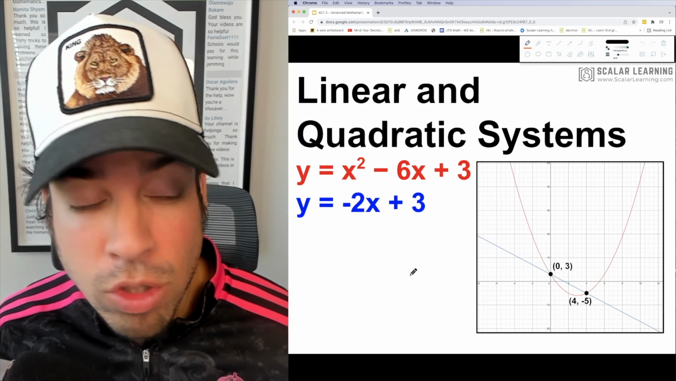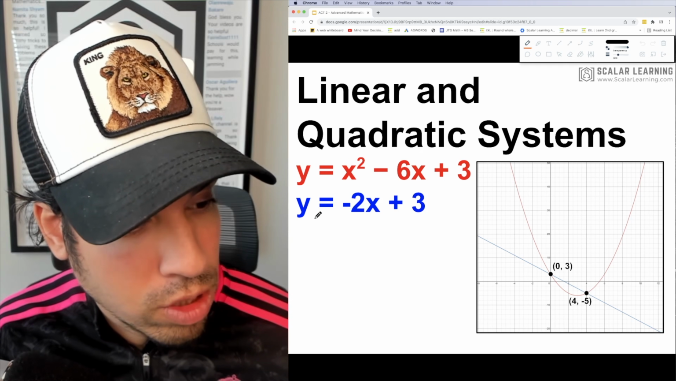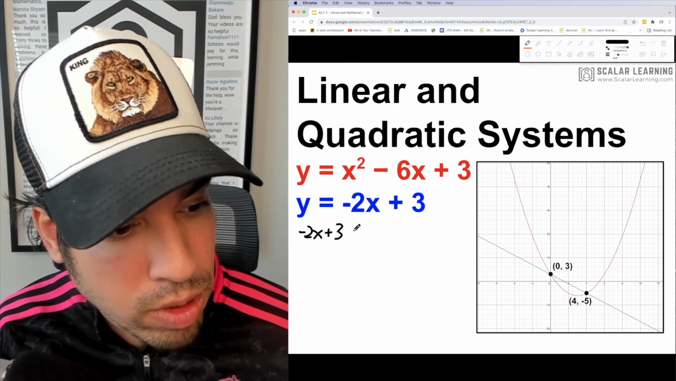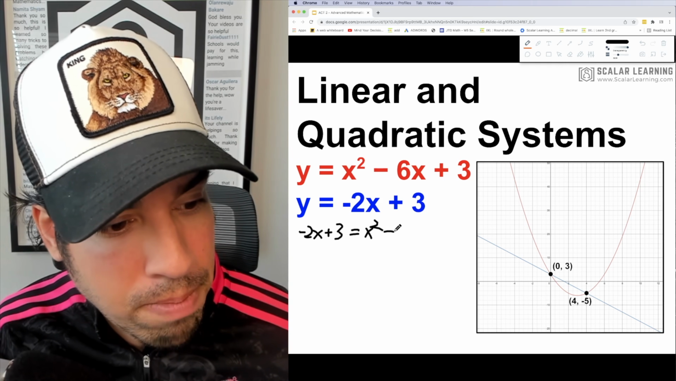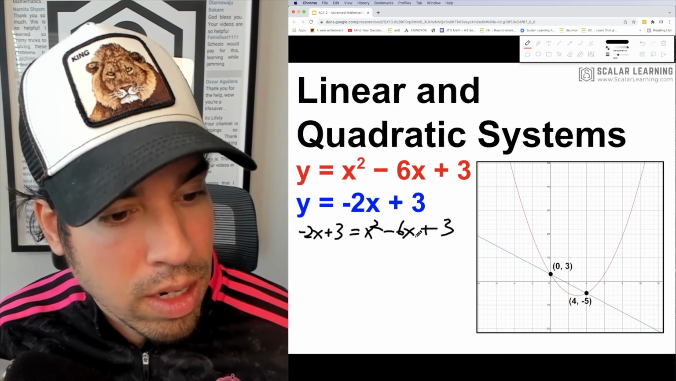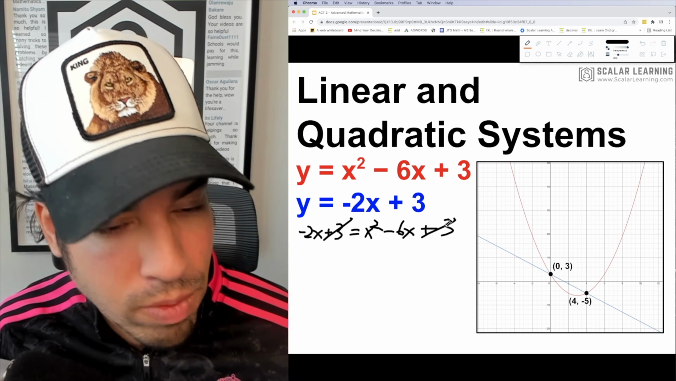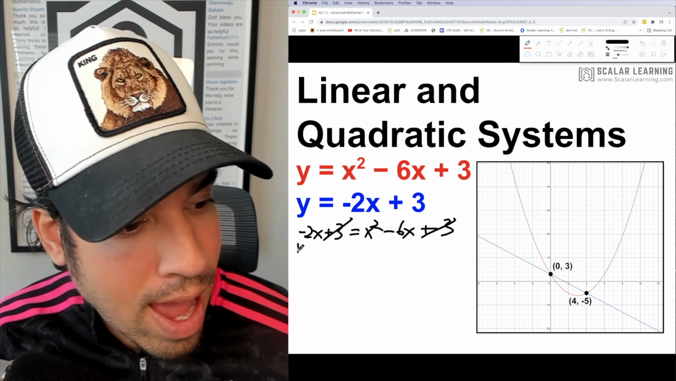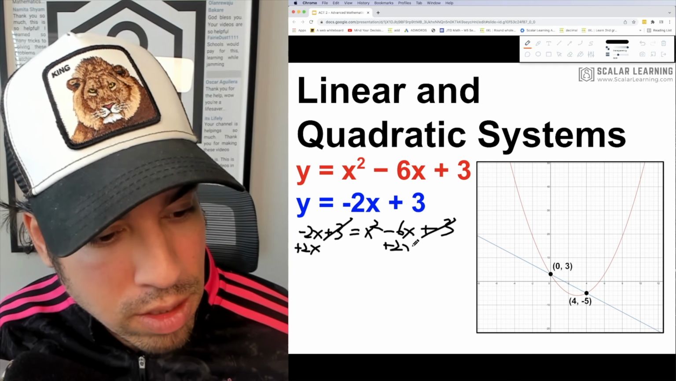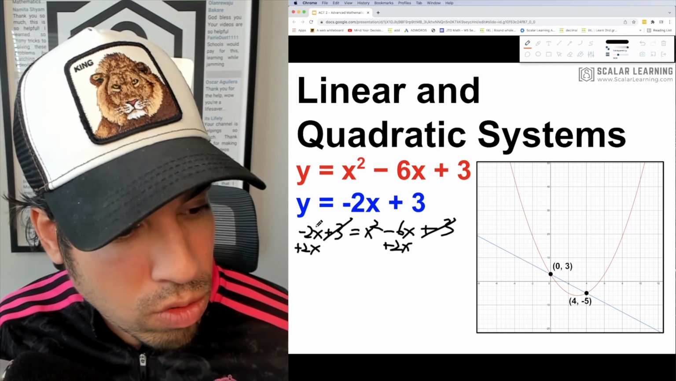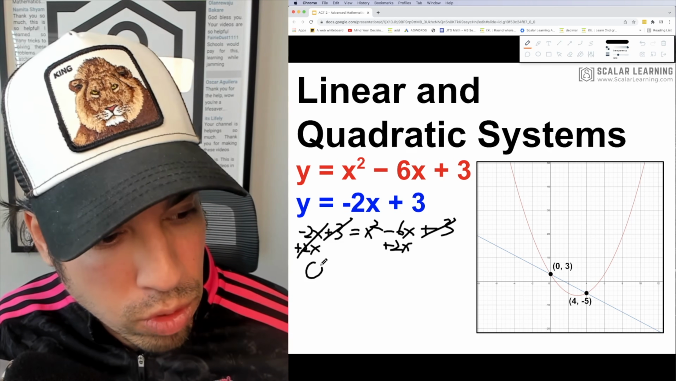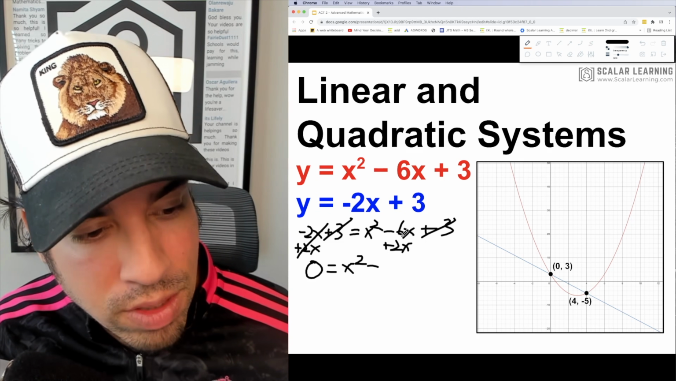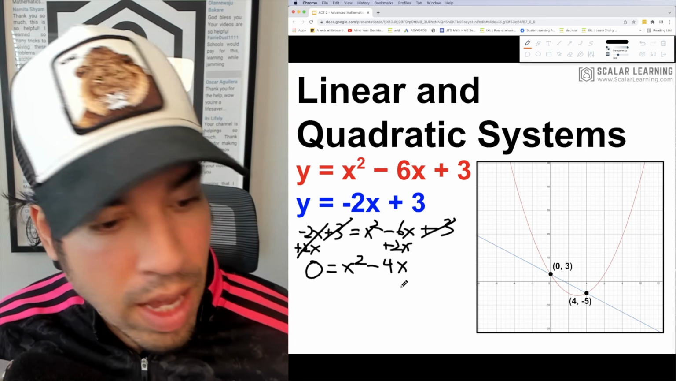By the way, you could also solve this algebraically as follows, using a little substitution. I can set these equal to each other. Negative 2x plus 3 equals x squared minus 6x plus 3. And then check this out. These cancel out, because you have the same thing on both sides. We nix them by subtracting 3 from both sides. And then I'm going to add 2x to both sides. Why are we doing this? Because we want 0 on one of the sides, for the zero product rule. So now we have 0 equals x squared minus 6x plus 2x, which is x squared minus 4x, and there's no more constant.